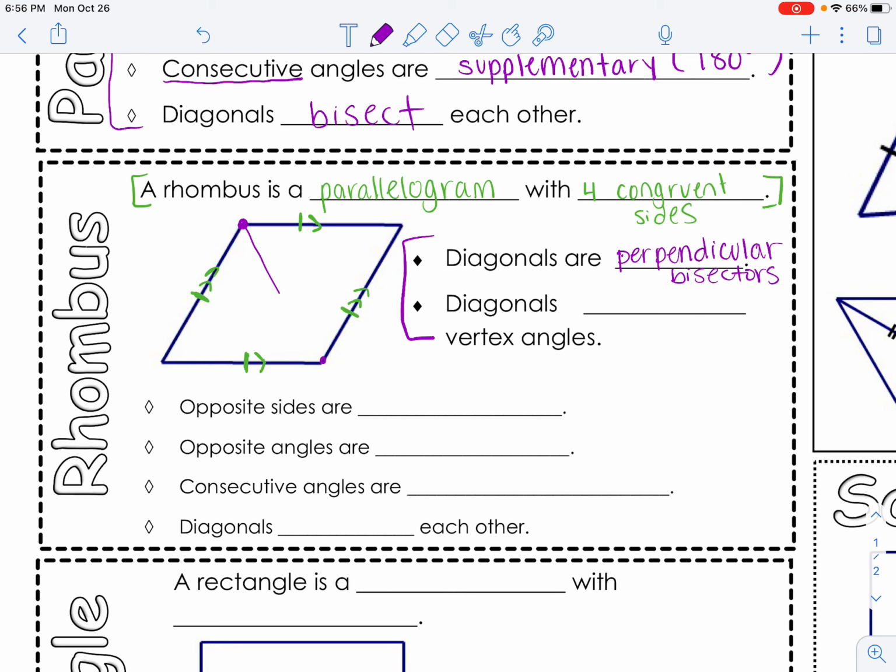So we've got our diagonals, which we kind of talked about before. They go from one vertex to the other. We definitely just talked about it. All right, there they are. They are perpendicular bisectors of each other.